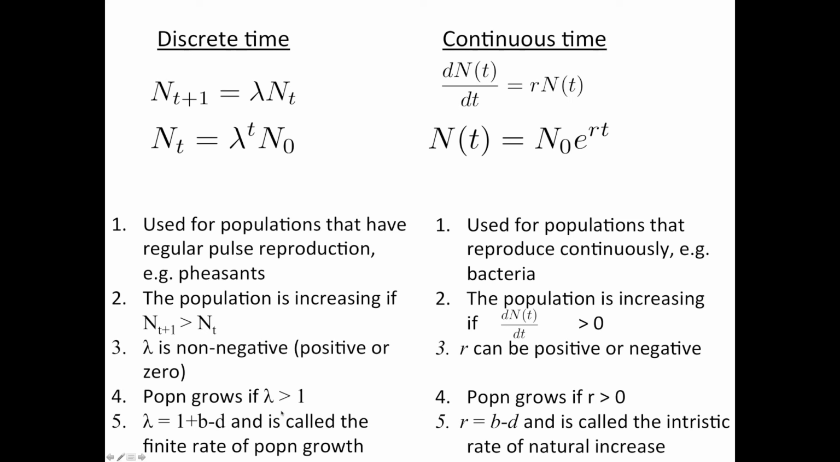In the case of lambda, you have to think about lambda in the context of this equation. If lambda is bigger than 1, then the population increases. And we have different names for lambda and r. So lambda is called the finite rate of population growth, and r is called the intrinsic rate of natural increase.